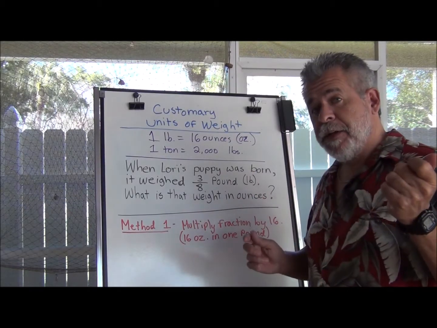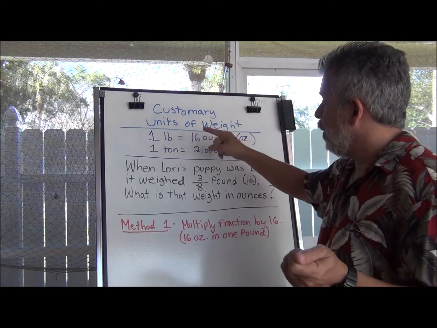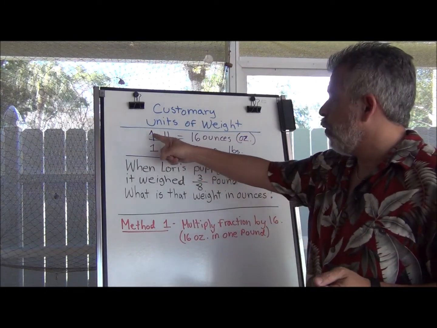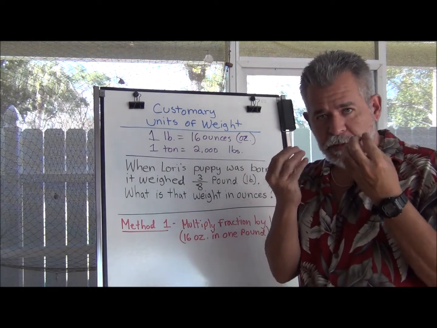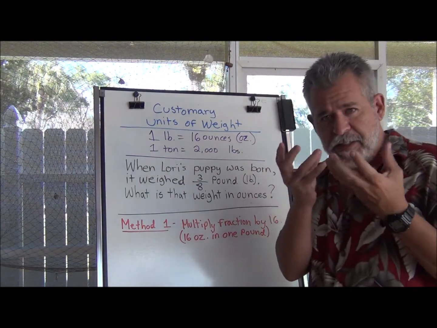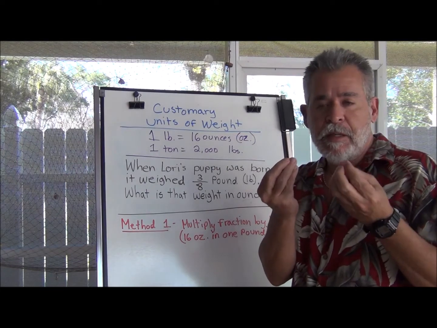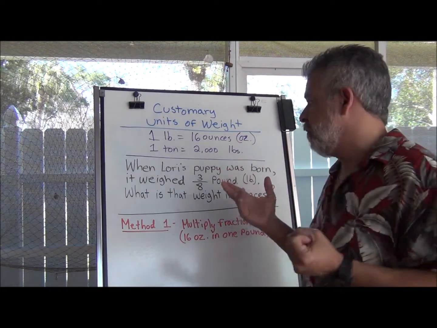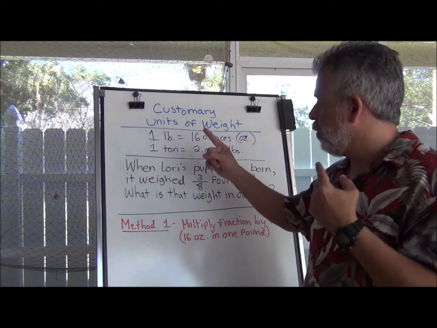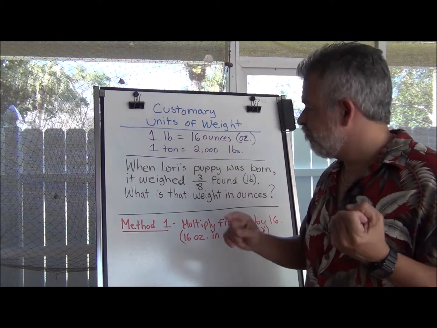This is a quick video to show you customary units of weight. We have 1 pound equals 16 ounces. It's important that you process that. 16 ounces. An ounce is used to weigh something very light or small, something that's not very heavy. If it's less than a pound, you want to use ounces, like a hummingbird.